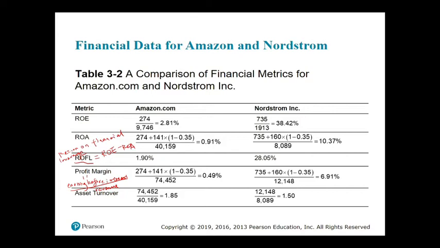And the asset turnover is equal to our revenue divided by total assets. So basically, asset turnover is trying to measure what is the capability of the company to translate my asset into earning power. Right, so the higher the asset turnover, the more this asset is translated into earning power. And we can see asset turnover rate is slightly higher at Amazon than Nordstrom.